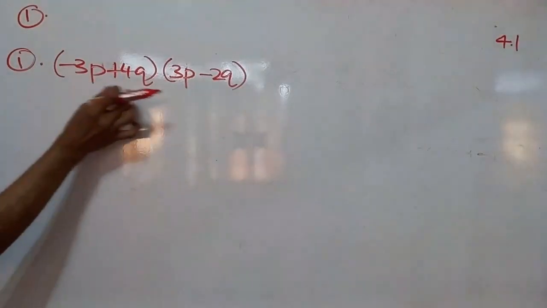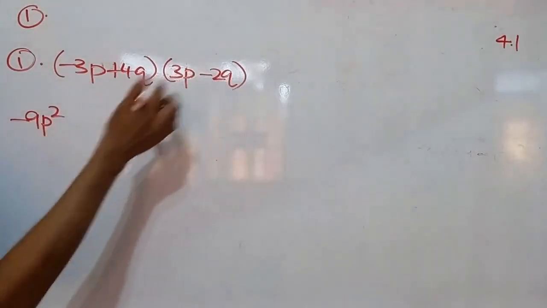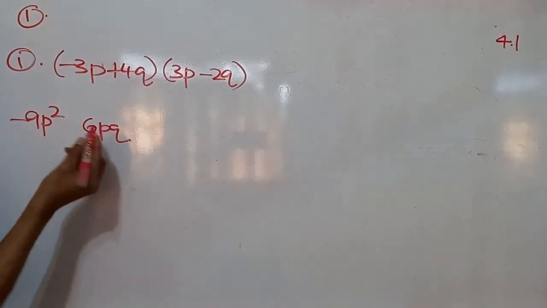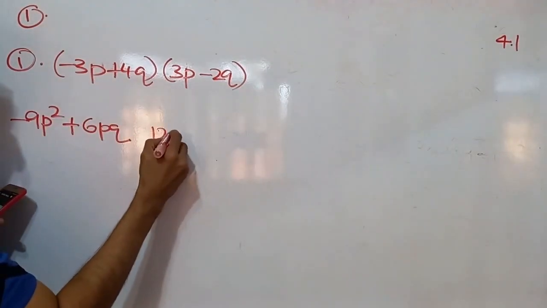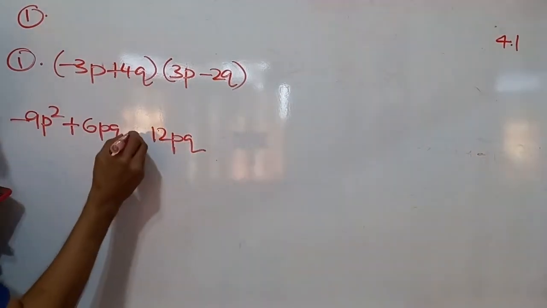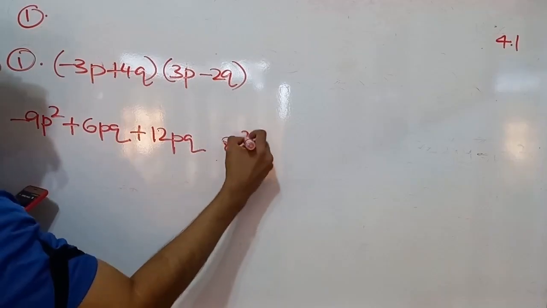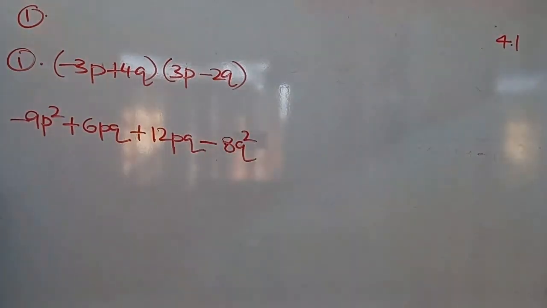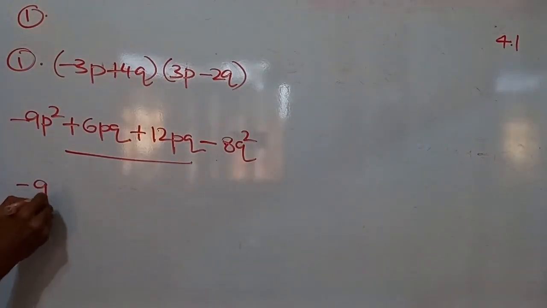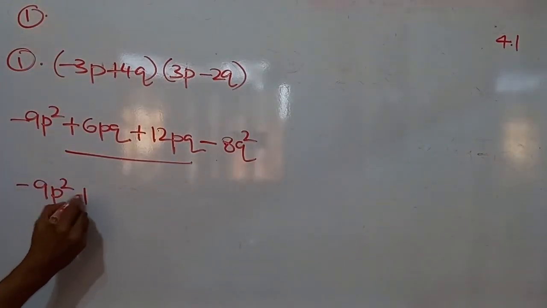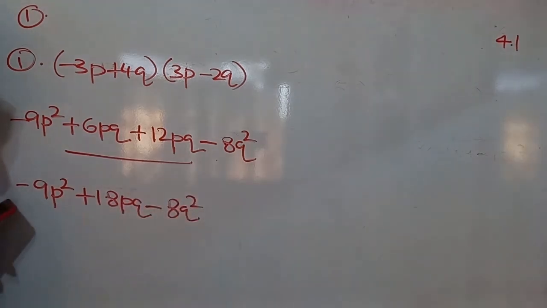Right? So 3p into 3p we have what? 9p squared. So that is negative. 3p into 2q, that is 6pq. That is positive. 4q into 3p, that is 12pq. That is also positive. 4q into 2q, that is 8q squared. That is negative. Alright? Now, like terms. So negative 9p squared plus 18pq minus 8q squared.